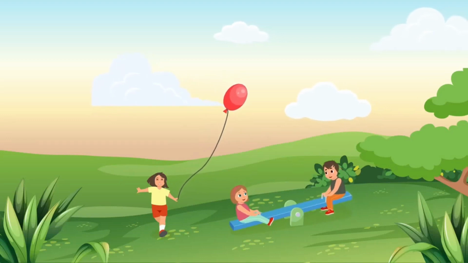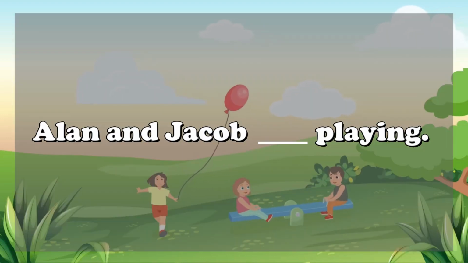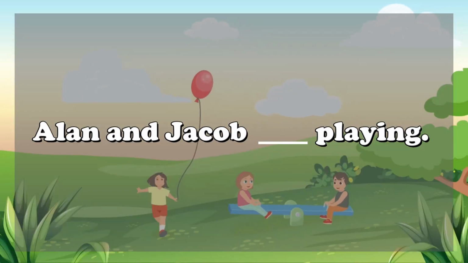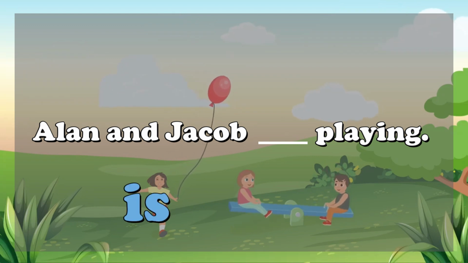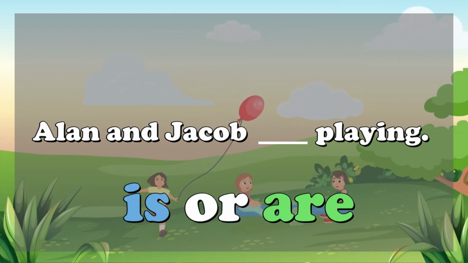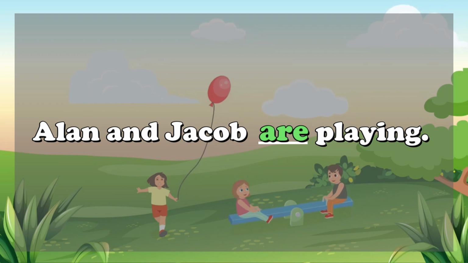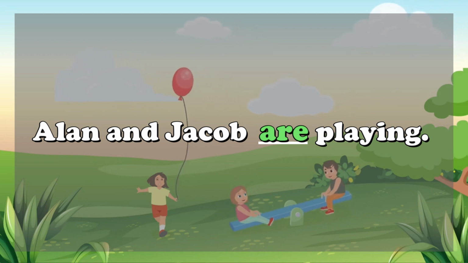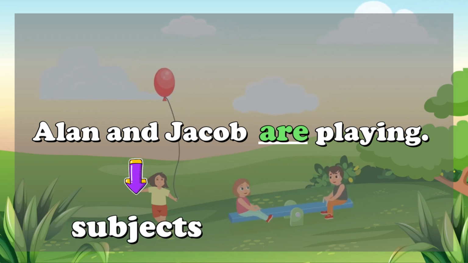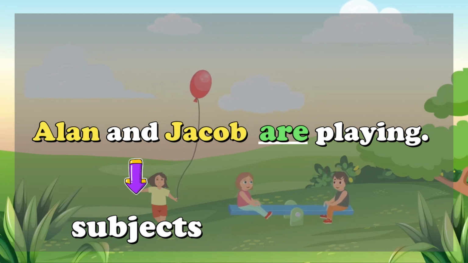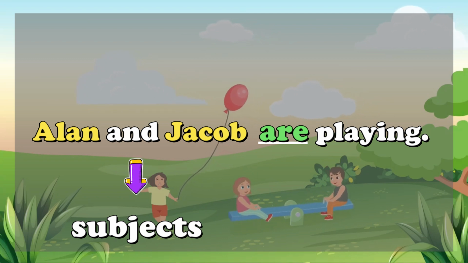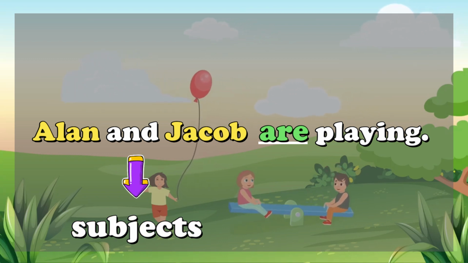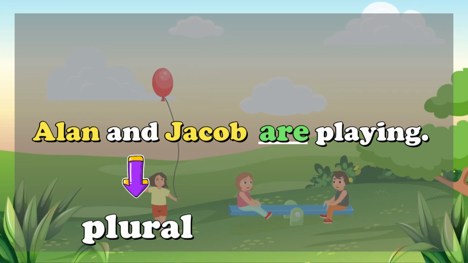Another example. Alan and Jacob blank playing. What verb are we going to use? Is or are? Correct! We are going to use the verb are since there are two subjects, Alan and Jacob. Remember that if there are two or more subjects, we are going to use a plural verb.